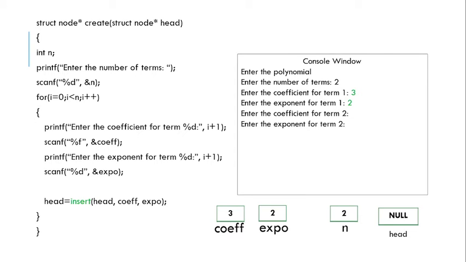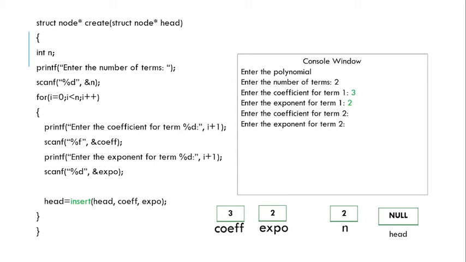Now we are going to accept the user input for the coefficient and exponent field of each term of our linked list. So printf enter the coefficient for term %d, I plus 1. Why I plus 1? Because for the first iteration of our for loop, I is equal to 0. So we have to print something logically, isn't it? So we have to print enter the coefficient for term 1.